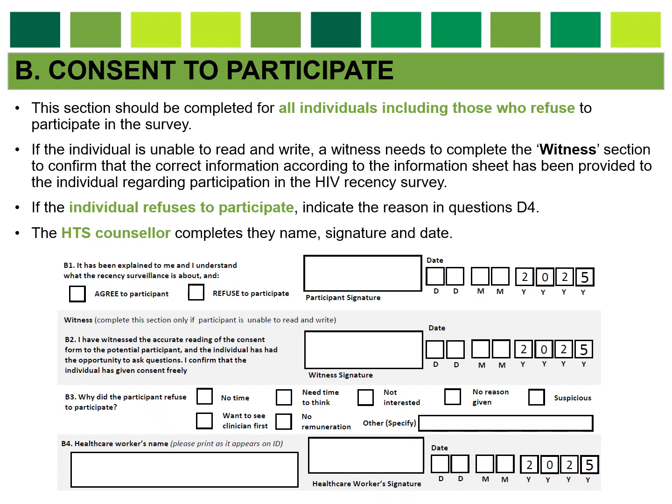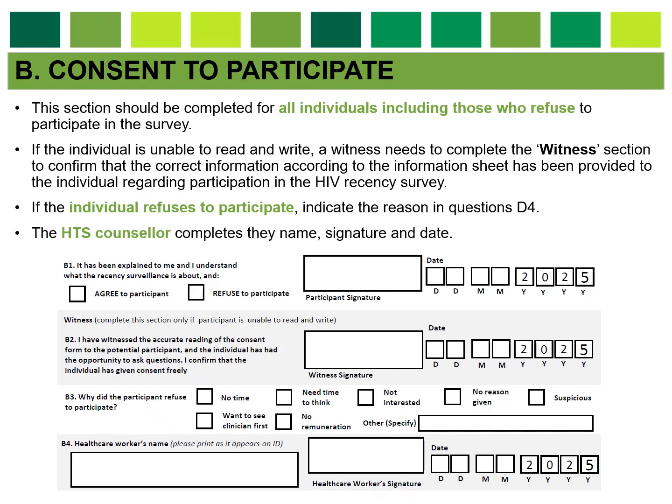So for B1, if they agree to participate, you must put an X in that box. However, if they refuse to participate, you must put the X in that box. Make sure you note the position of the box because sometimes people get confused and the participant agrees to participate, but they fill in the box on the right. And then we read that as refuse to participate. So make sure you are putting the X in the correct box.